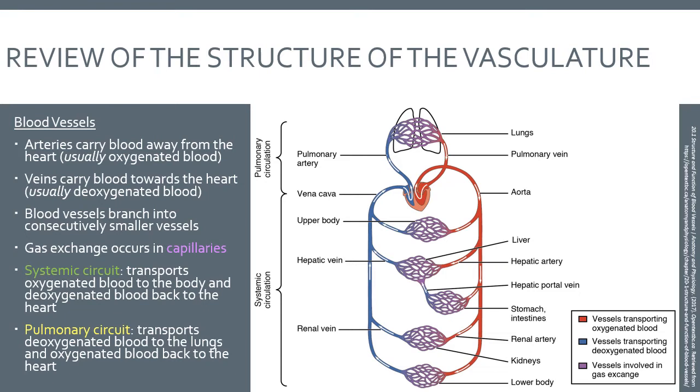However, there are exceptions. The pulmonary artery carries deoxygenated blood to the lungs. It's an artery because it's leaving the heart to go to the lungs, the blood's flowing out of the heart, but it's deoxygenated blood because it's headed up to the lungs to pick up oxygen. And then we've got the pulmonary vein, which is sort of the opposite. It carries oxygenated blood to the heart, but it's a vein because it's flowing into the heart. So those are the two exceptions to the rule.